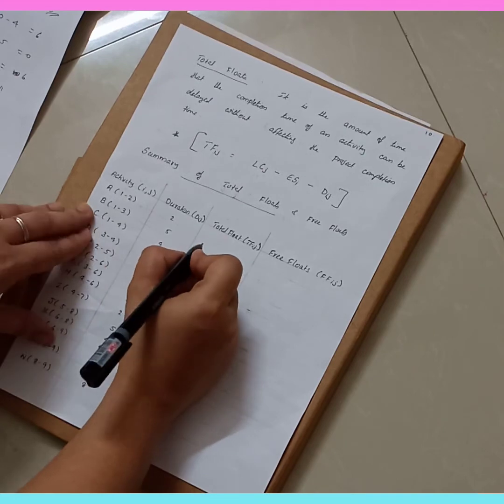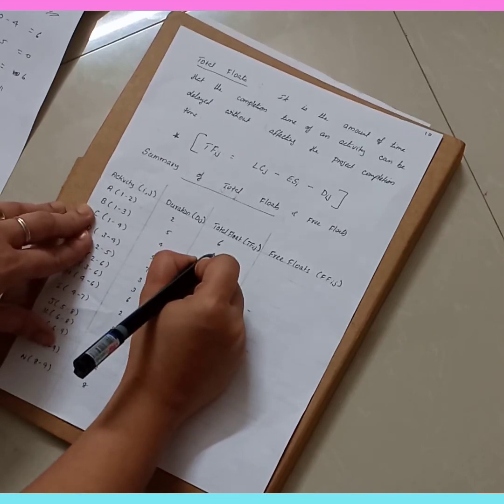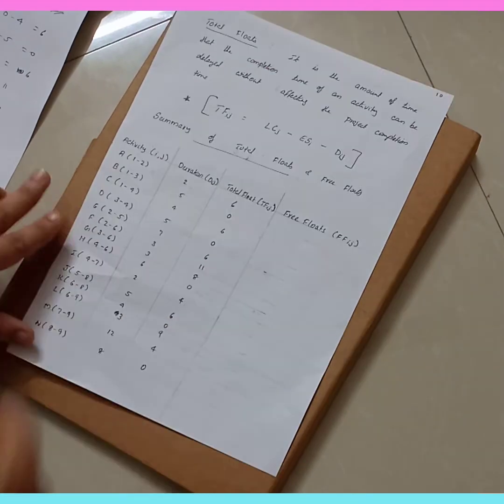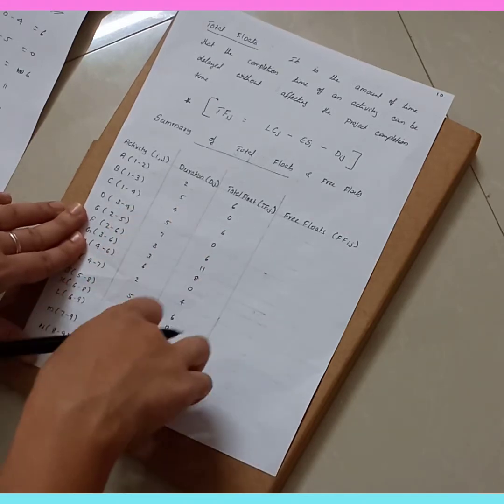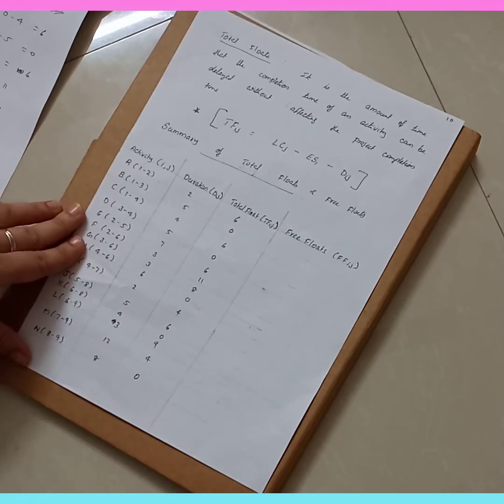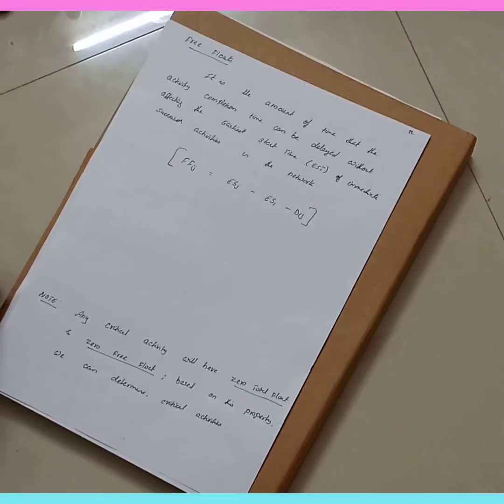So total float for A is 6. For B, it is 0. Okay, so now we found out all the total float. Now let's find out what we mean by free float.